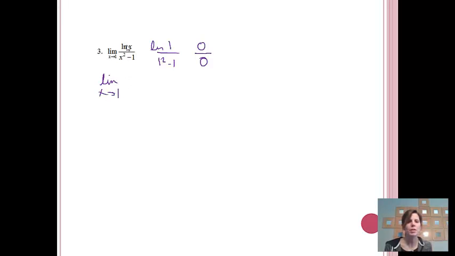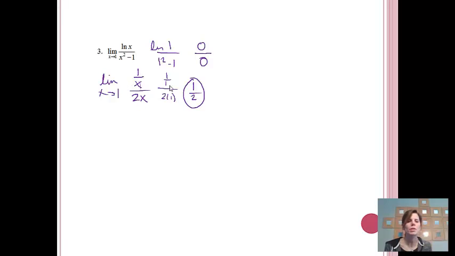So what I can do is take the derivative of the numerator, which would be 1 over x, and then I'll take the derivative of the denominator, which will be 2x. There's a couple things that I could do from here. I guess I'll go ahead and just plug in 1. If I plugged in 1, I get 1 over 1 divided by 2 times 1, which gives me 1 over 2. So my limit would be 1 over 2.